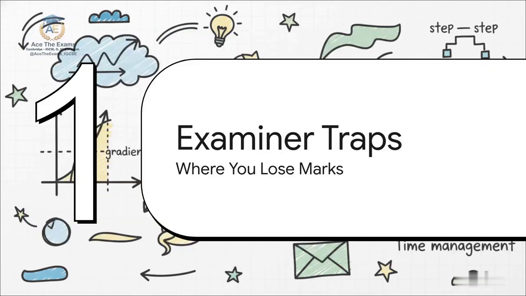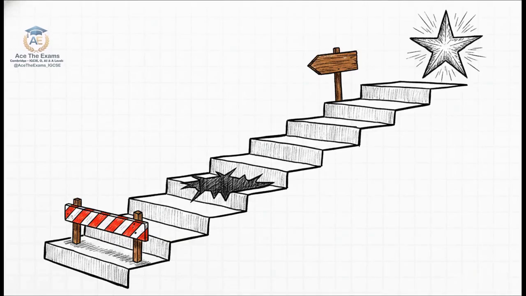Section 5. Top 3 examiner traps where you lose marks. All right, members of the jury, that means you watching. It's time for some interactive jury duty. We are looking at the 3 biggest examiner traps. Number 1, using the wrong approach for the context. Number 2, forgetting format and presentation. And number 3, generic answers.